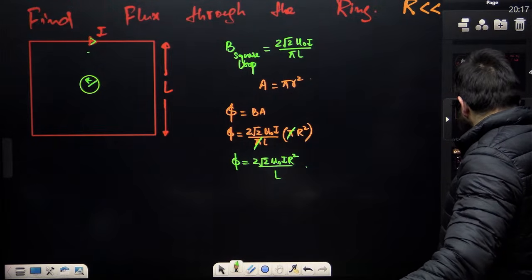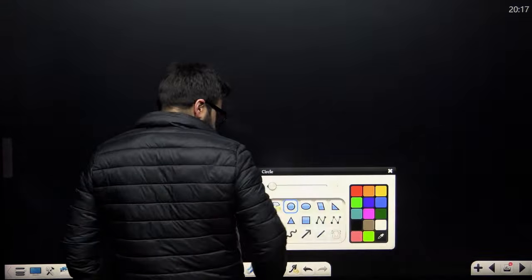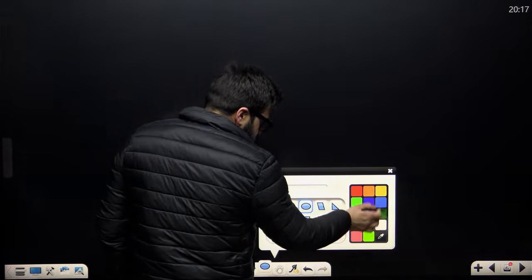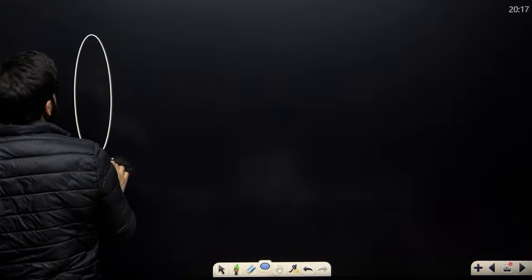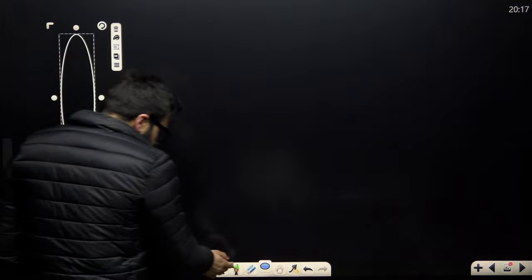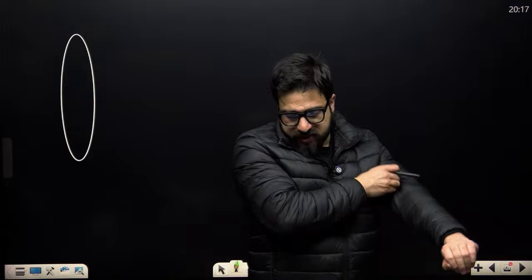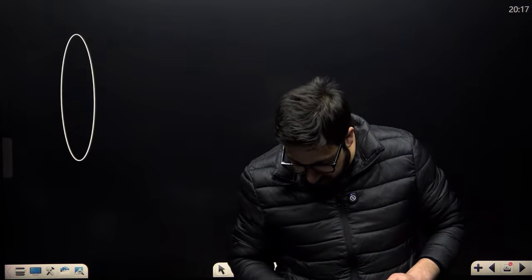Okay, let's move on to the Lenz law. See guys, I will make you understand what this Lenz law is. Let's suppose, my dear NEET aspirants, I want you guys to focus over here.